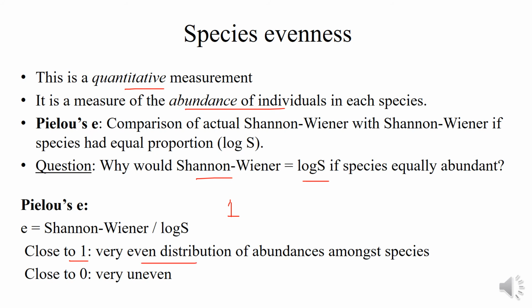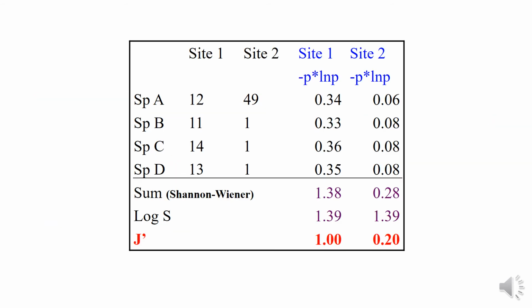When you get close to 1, it means the evenness index is very high. And if Pielou's evenness index is close to 0, it means it's an uneven community. Let's see a simple example in two sites. In site 1 there are 4 species, with 12, 11, 14 and 13 individuals. In site 2 you get species A with 49 and the others are very low in number.